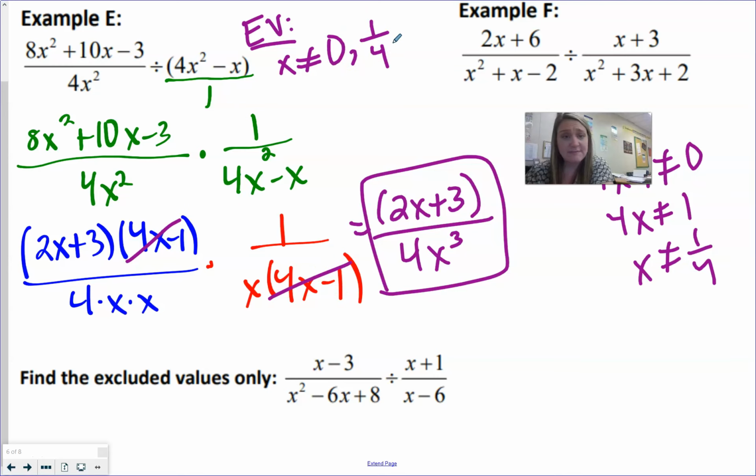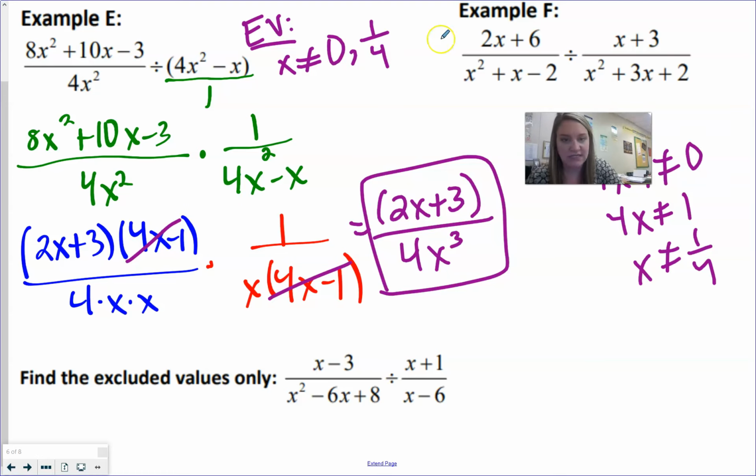Okay, so sometimes there's not a whole lot that cancels out, like this one. Doesn't mean you did anything wrong. It just means there's not a whole lot that factors out. So that is example E. Let's go ahead and try example F. I think you have one coming up on your own. Yes, okay, so we'll do example F together.